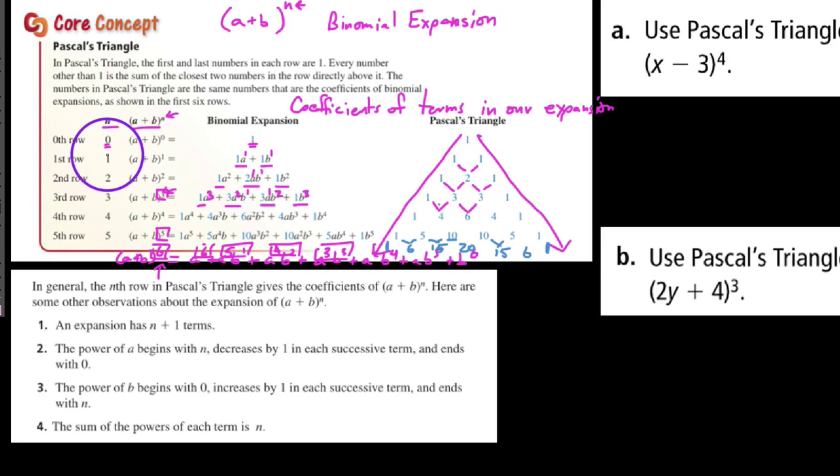Okay. So in terms of what Pascal's triangle does for us, well, I can always go and recreate this triangle, but it tells us, depending upon the n that we're raising our binomial to the power of, this power of n, what our coefficients should be on our expansion.